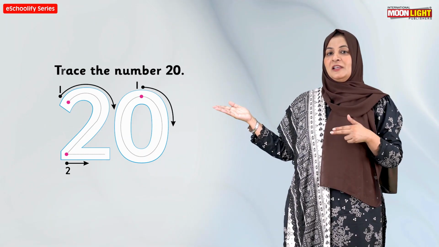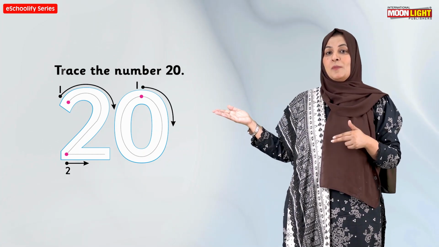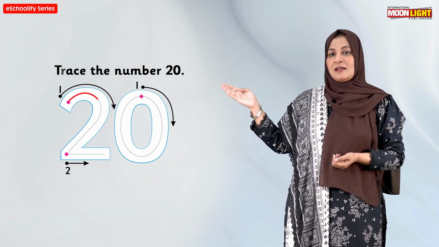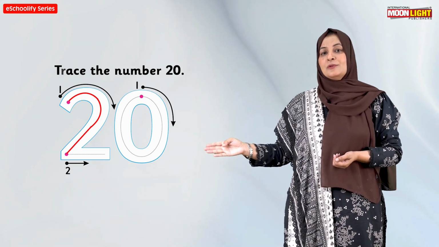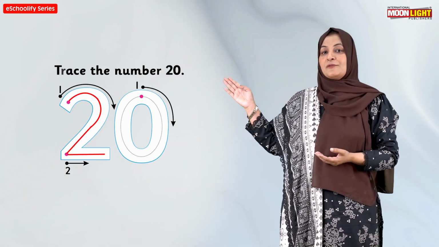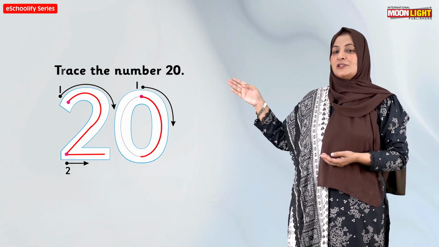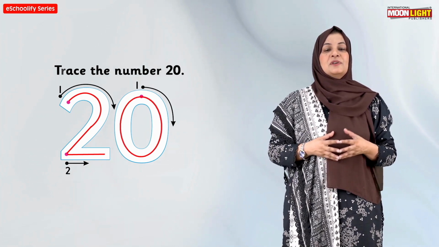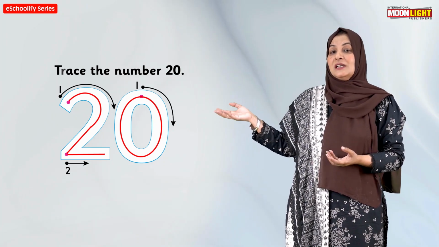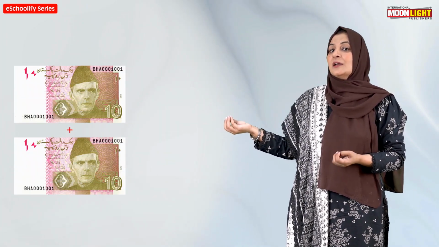They are already familiar. They know about number 2 and number 0. Start from the dot, make a cap, come stand down, make sleeping line. It will make number 2. Start from the dot, go round, round, round and stop. It will make number 0. 20. 2 and 0, 20. 10 and 10 make 20.